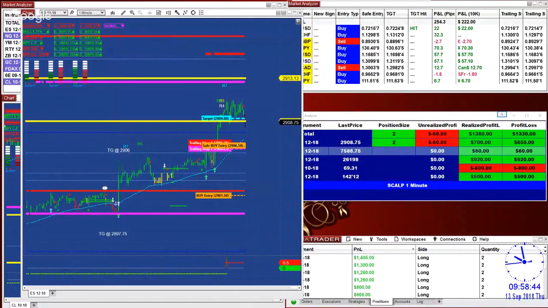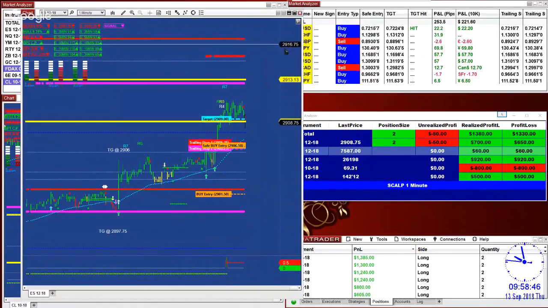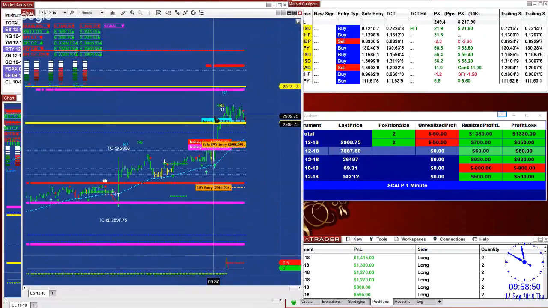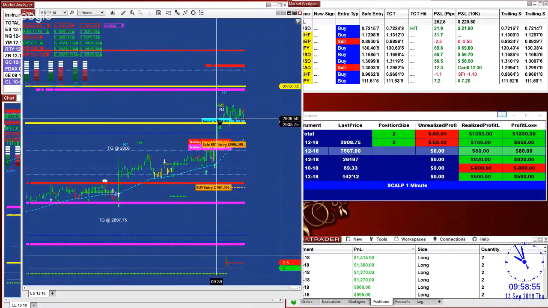8 out of 10, this market stays between those two yellow lines. Now we have two options once we are getting is overdone. It's done. Once we hit the target and exit out of that trade, we are done.